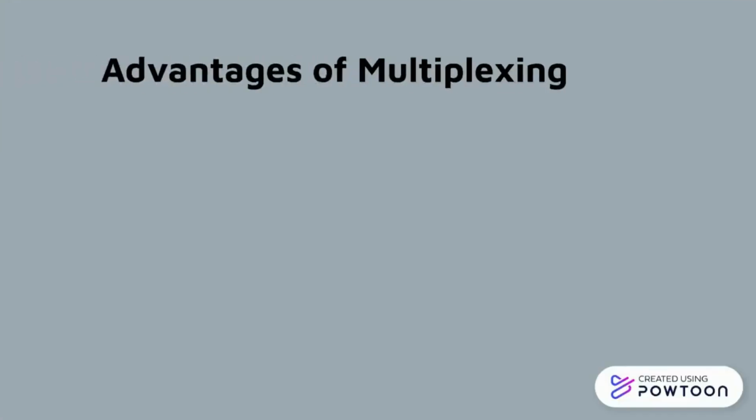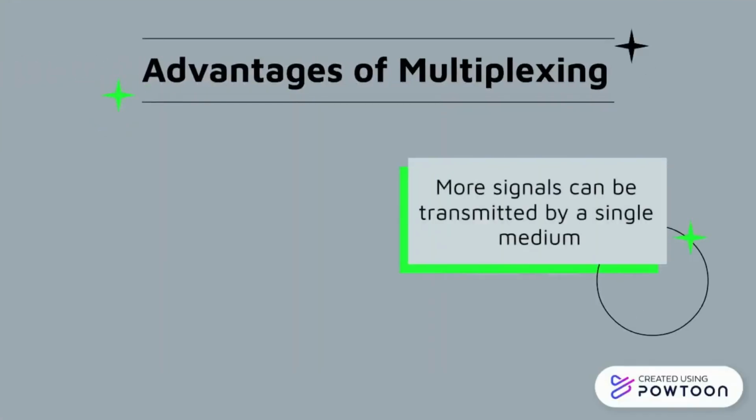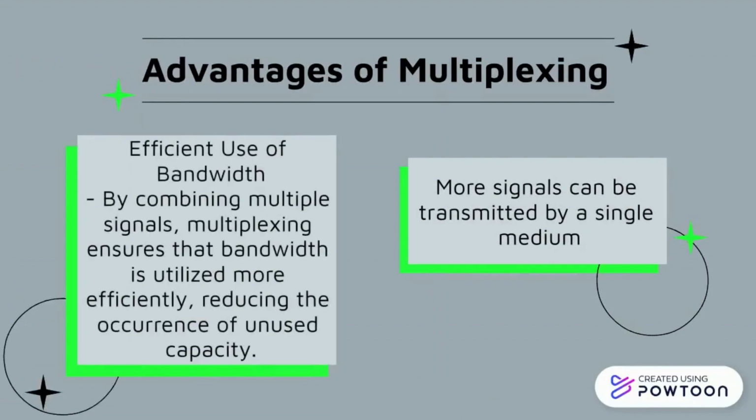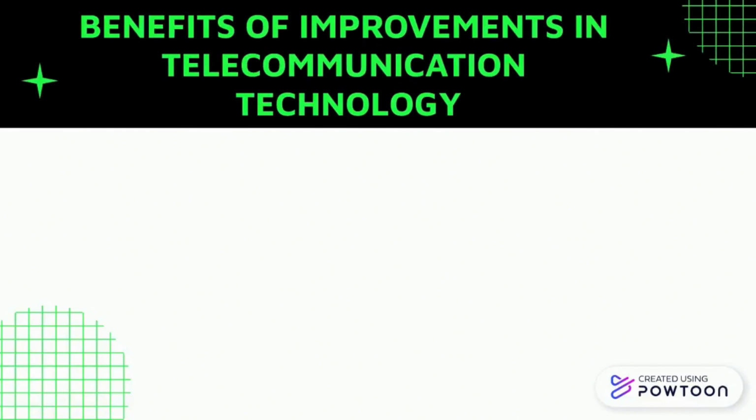Next, we'll be talking about the advantages of multiplexing. The first one, more signals can be transmitted by a single medium, which relates to the efficient use of bandwidth. By combining multiple signals, multiplexing ensures that bandwidth is utilized more efficiently by reducing the occurrence of unused capacity. The last one, I'll be talking about the benefits of improvements in telecommunication technology.